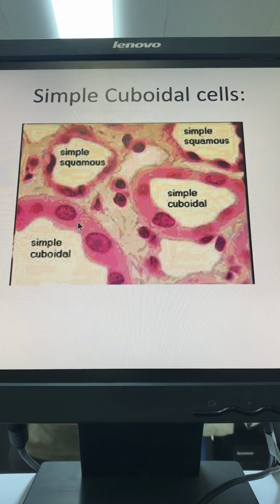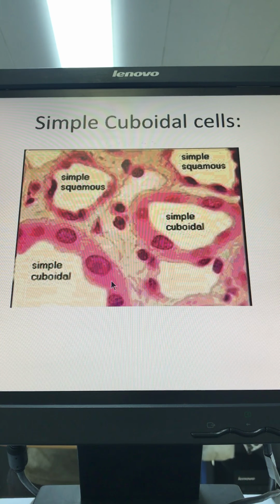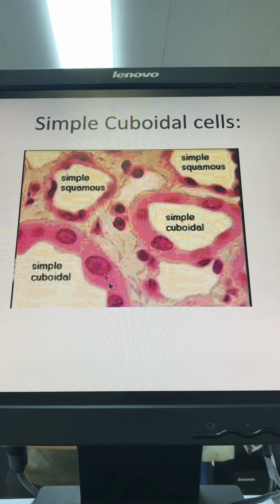Now here you can notice that the cell membrane can't be seen. I can see no boundaries in between the cells.